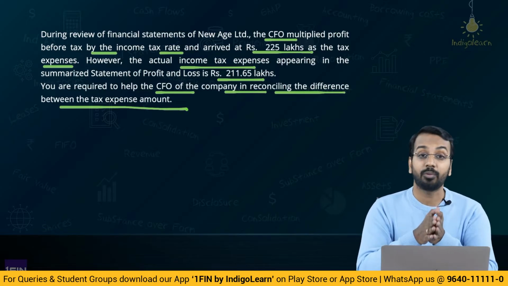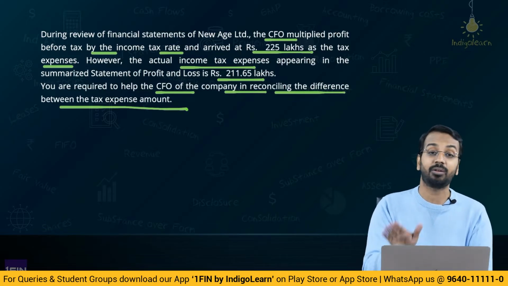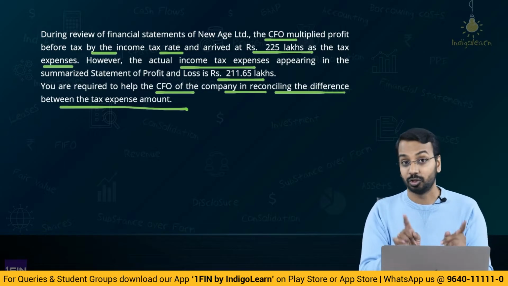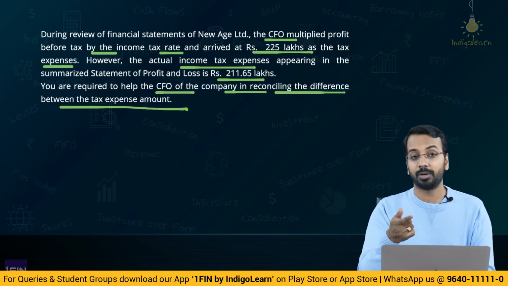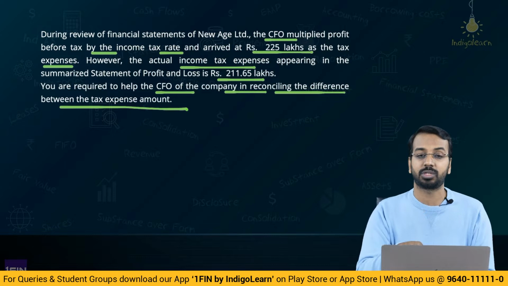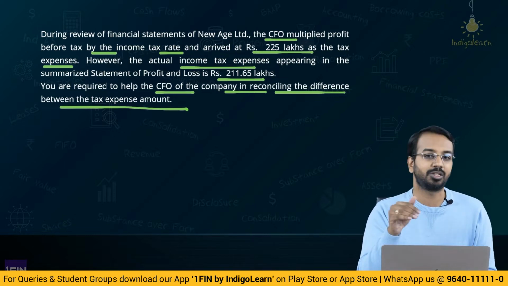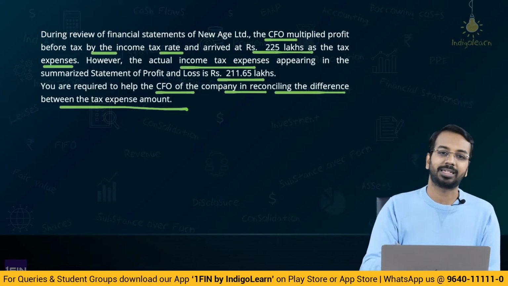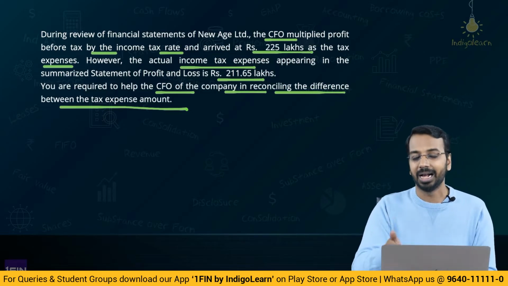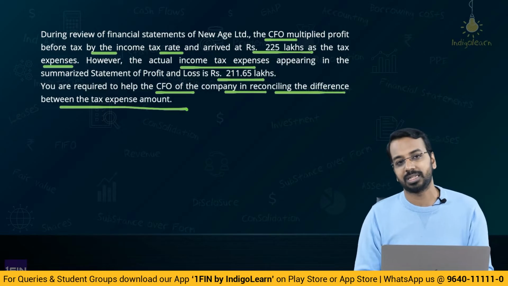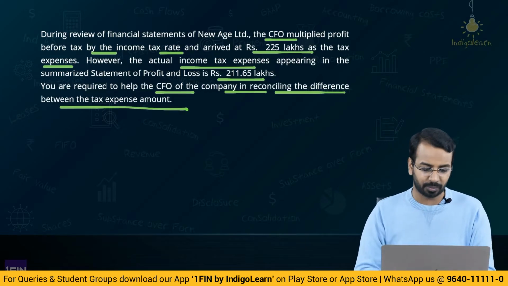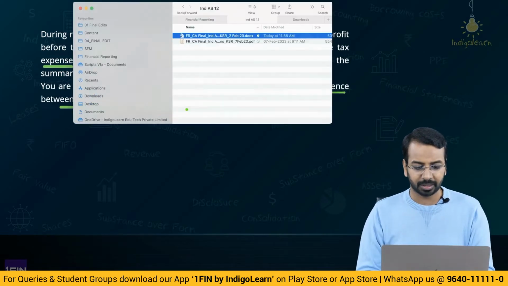Now here the requirement of the question is not to calculate taxable income and tax thereon. Here you have to say that for accounting income, if you apply 30%, it is 225 lakhs. What are the various items which will result in the difference, and how can we arrive at 211.65 lakhs, right? So a very simple question. Let's get on to the solution of this.